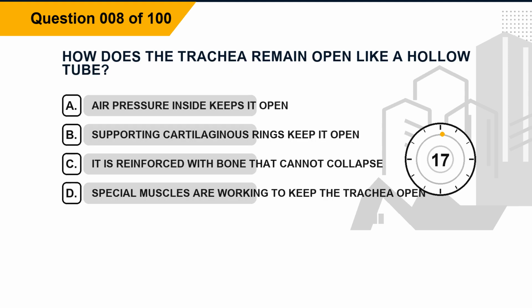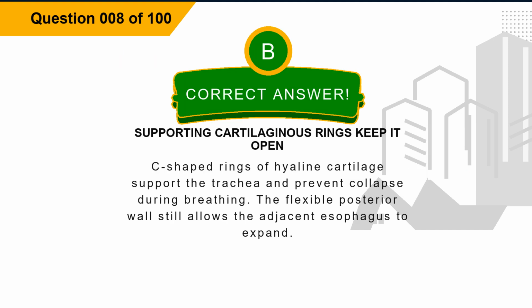Question 8. How does the trachea remain open like a hollow tube? Option A, air pressure inside keeps it open. Option B, supporting cartilaginous rings keep it open. Option C, it is reinforced with bone that cannot collapse. Option D, special muscles are working to keep the trachea open. The correct answer is option B, supporting cartilaginous rings keep it open.